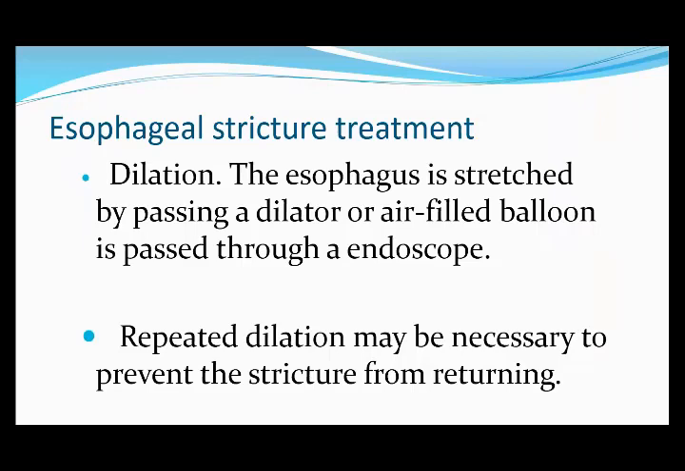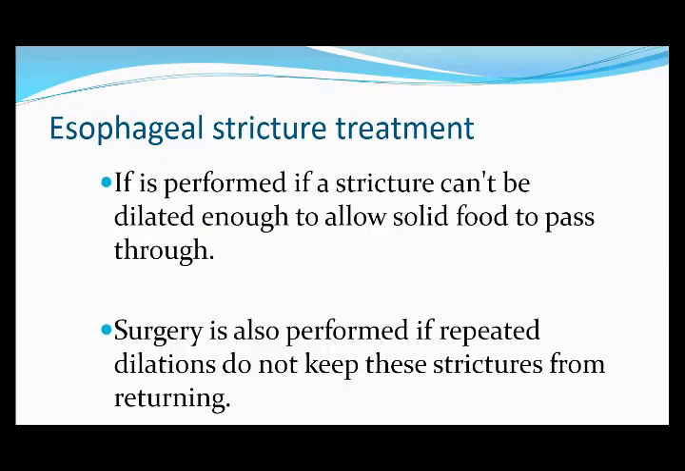Dilatation. The esophagus is stretched by passing a dilator, or an air-filled balloon is passed through an endoscope to dilate the esophagus. Repeated dilatation may be necessary to prevent the stricture from returning, or recurrence of these strictures. Surgery is next if the stricture can't be dilated enough to allow solid food to pass through.